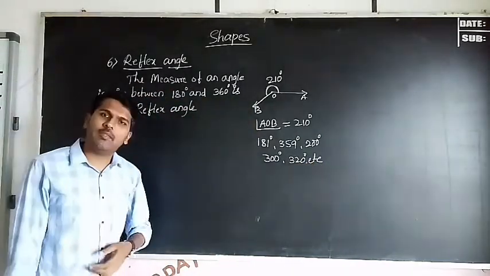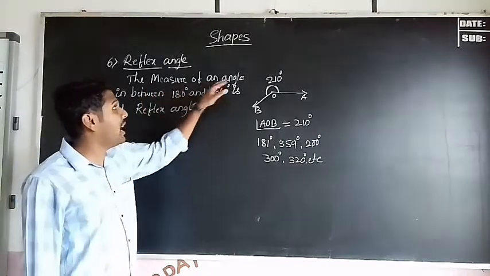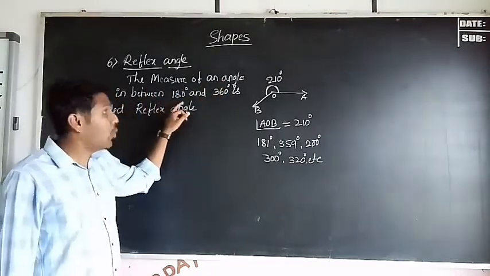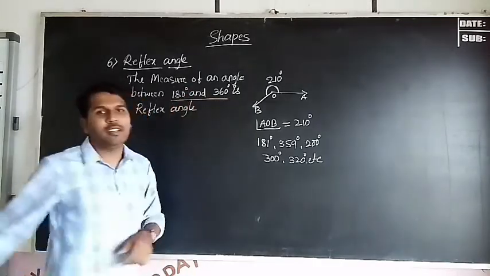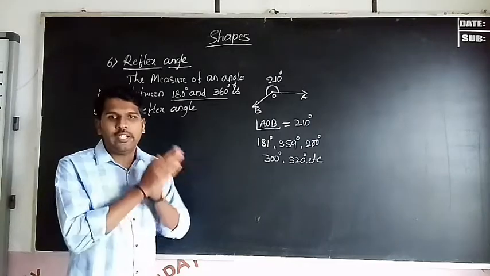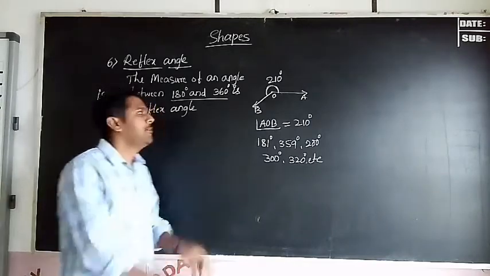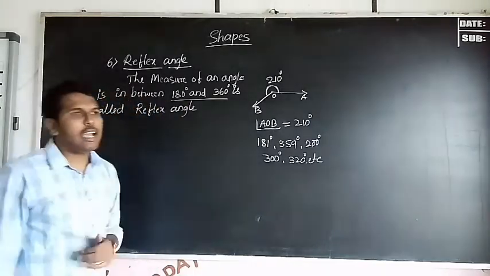So what is the definition of reflex angle? The measure of an angle is in between 180 degree and 360 degree. This is important. Just remember this. Reflex is in between 180 degree and 360 degree. It is called a reflex angle.